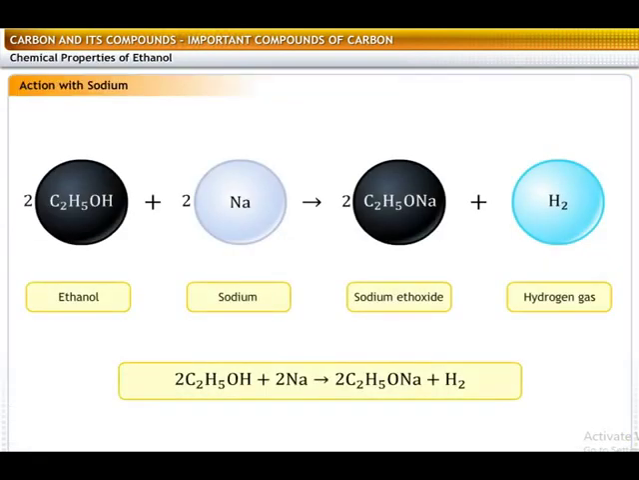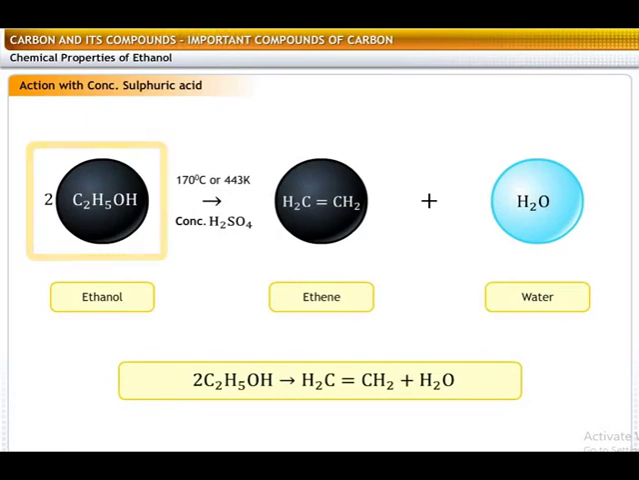Now, let's analyze some of the chemical properties of ethanol. We all know that acids on reaction with metals liberate hydrogen gas. Similarly, ethanol readily reacts with sodium to form sodium ethoxide and hydrogen gas. When ethanol is heated to a temperature of 443 degrees Kelvin with excess concentrated sulfuric acid, the acid acts as a strong dehydrating agent and removes a water molecule from ethanol. This converts ethanol to ethene.